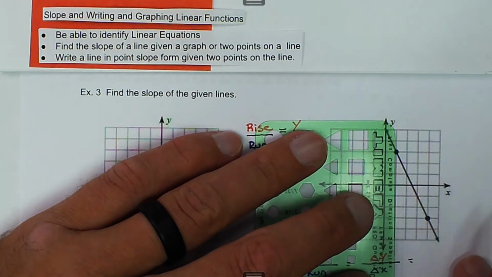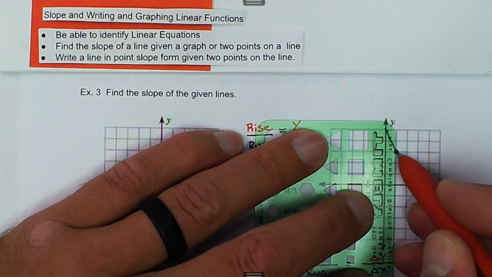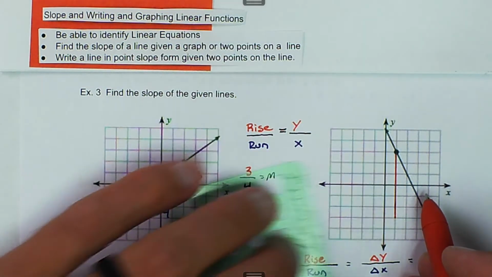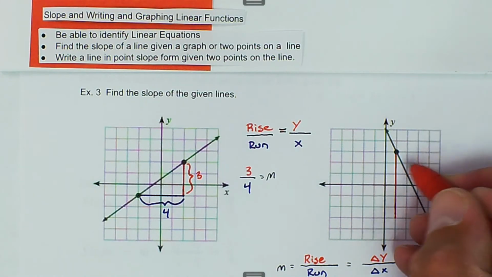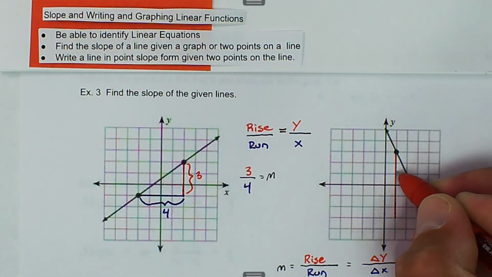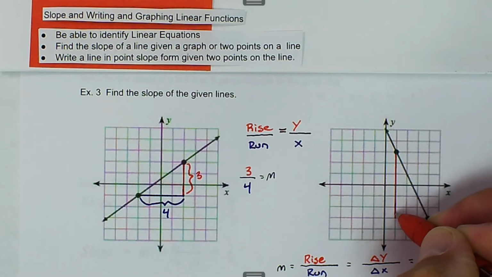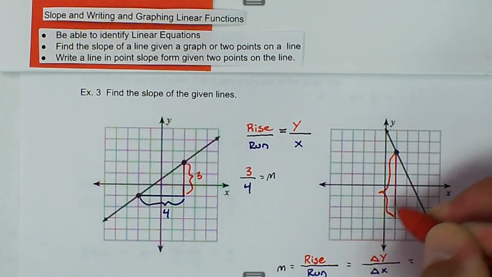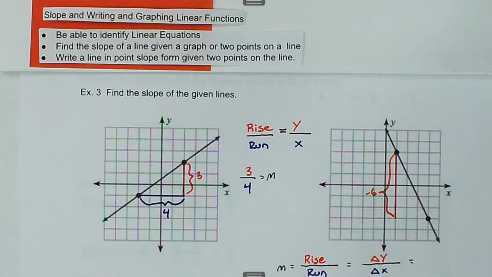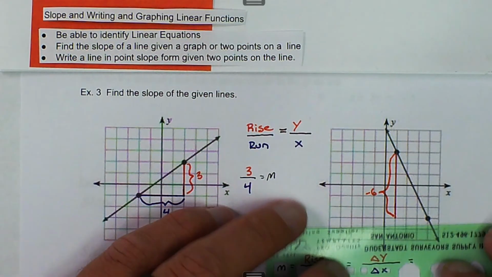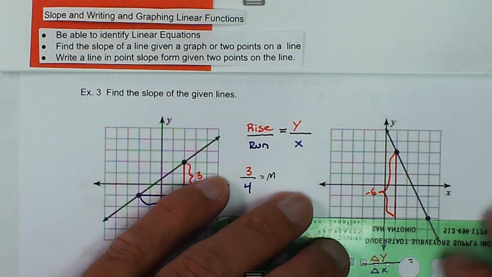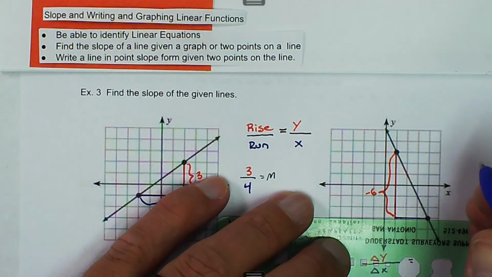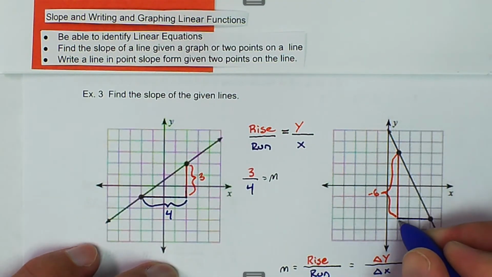So when we draw the line, this one is going down. So 1, 2, 3, 4, 5, 6. So this one is -6. And then we're going to the right. So we're making our right triangle here. So this is going to be 3.